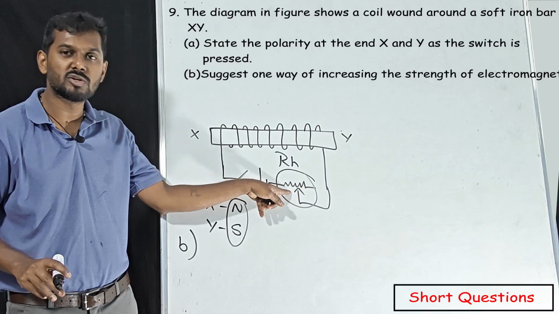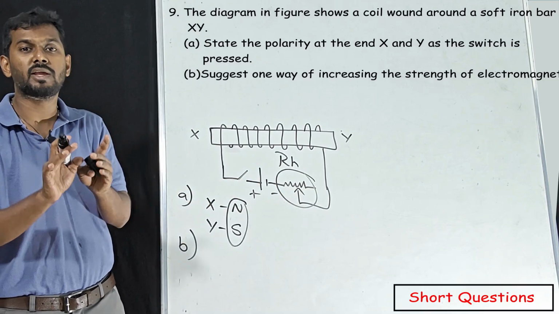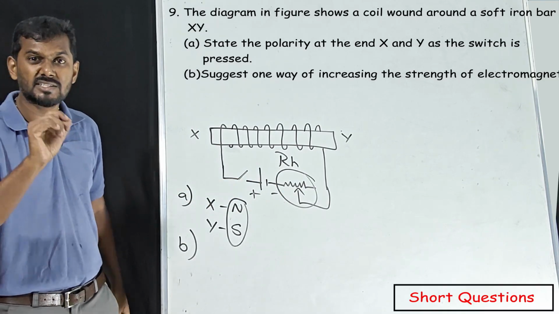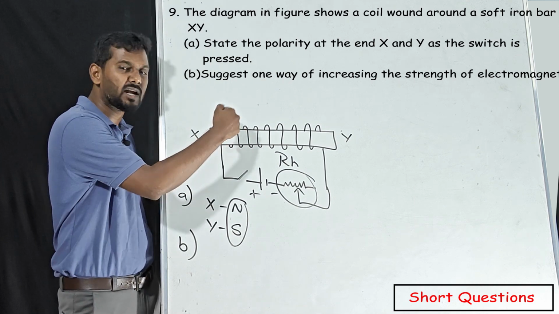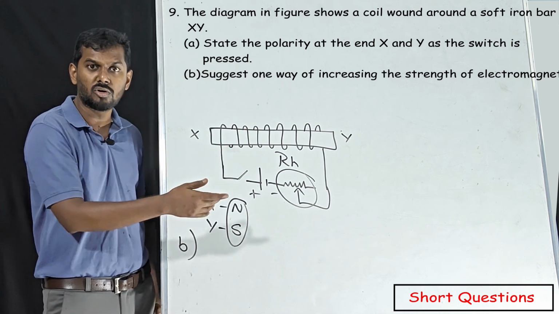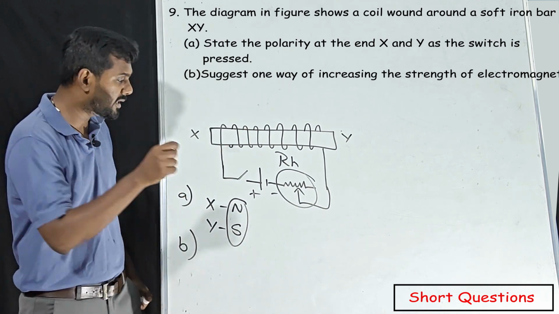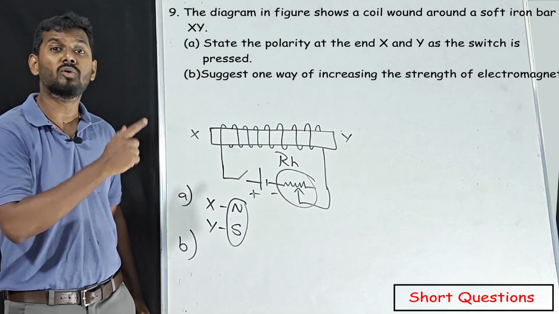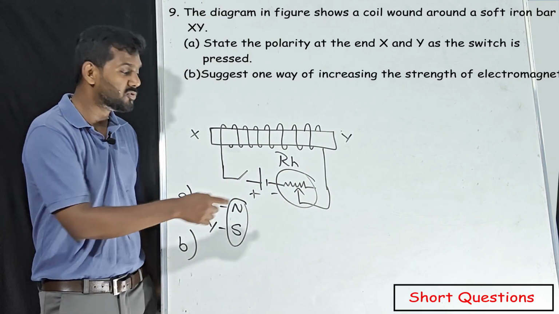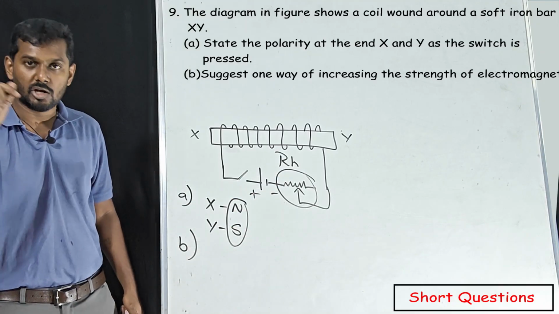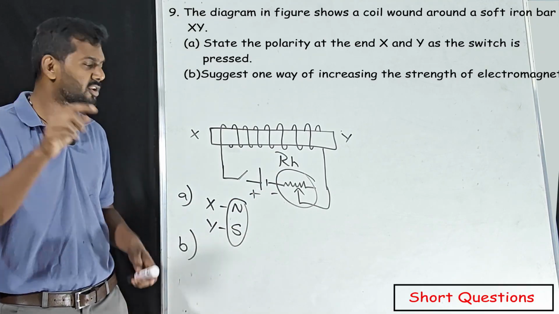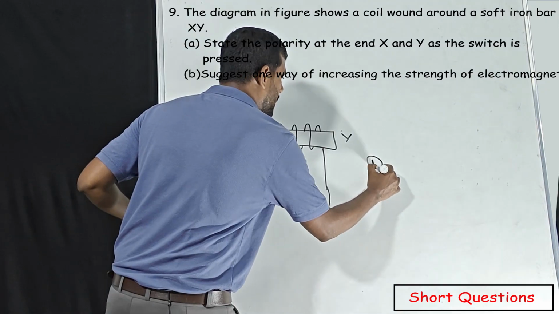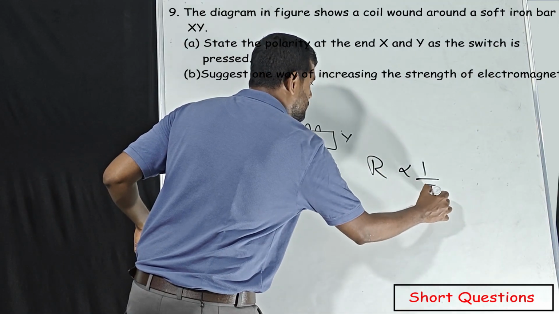Whenever this rheostat is given in the question, you have to be very careful, because what is the one way to increase the magnetic field of a coil or in a circuit? By increasing the current. But here we cannot simply increase it because they have given the rheostat. How to increase the current value using the rheostat? What is a rheostat? A rheostat is a variable resistance. We know resistance is inversely proportional to current.